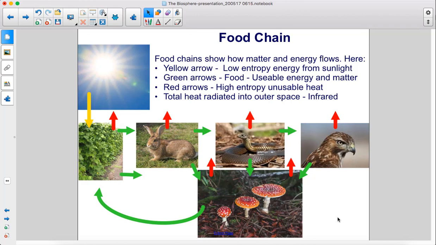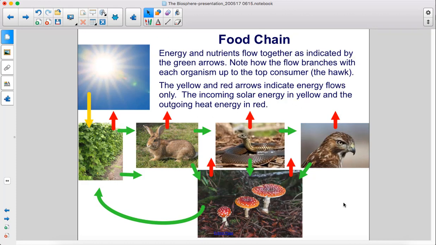Food chains show how matter and energy flows. Here, the yellow arrow shows low entropy energy from sunlight. The green arrows show food, usable energy, and matter. Red arrows show high entropy unusable heat, and the total heat radiated into outer space is infrared.